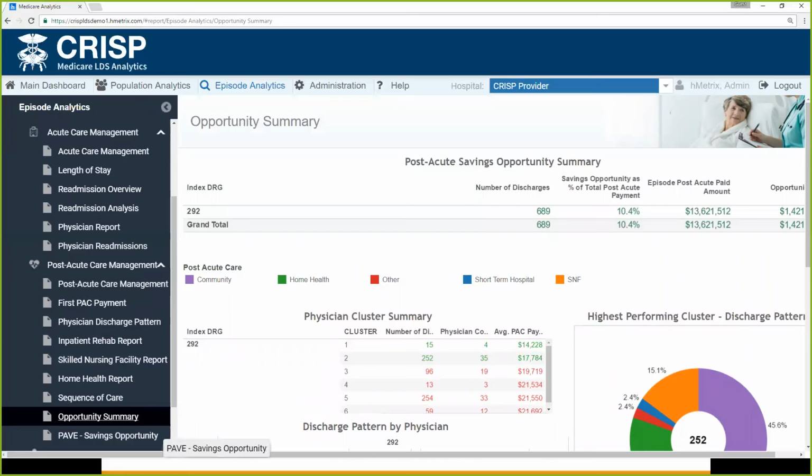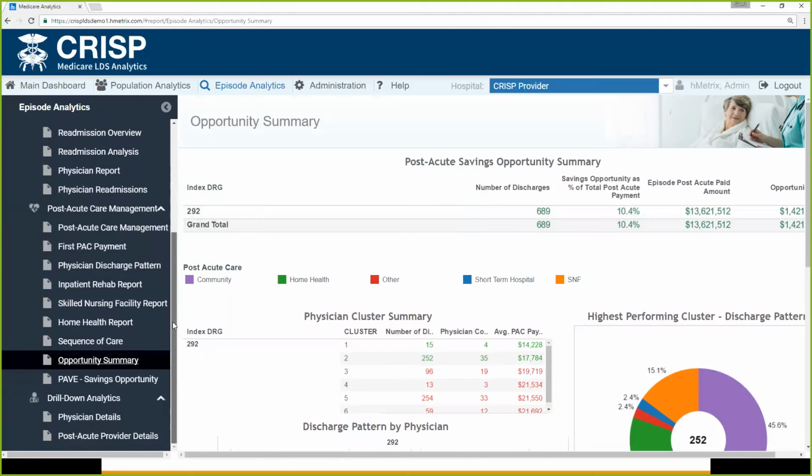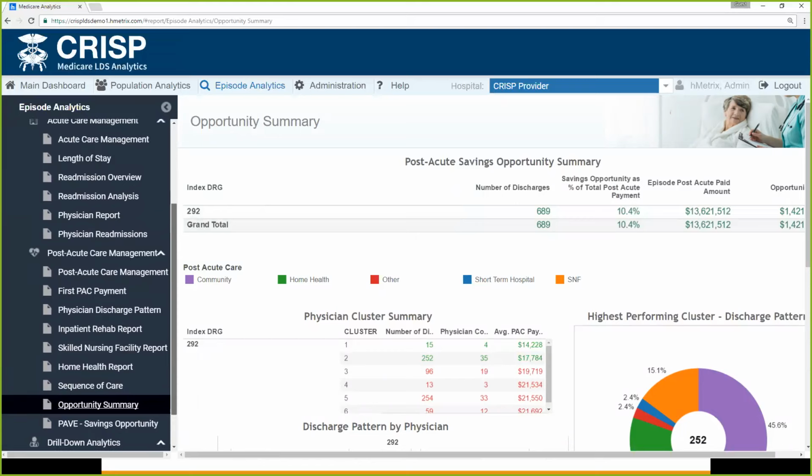This is also right here under PAVE savings opportunity. So all these drill downs that I'm doing, you can also get to directly. That's what this drill down analytics was, the physician details, for instance, is that physician report I showed before. I just wanted to highlight the fact that you don't have to go through all of the steps to get to a specific report if you don't want to. In this case, we narrowed it down to only 292.